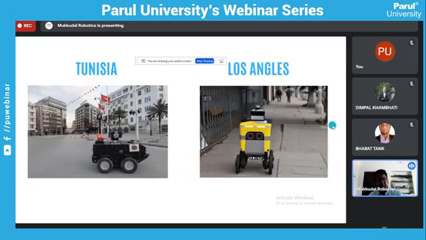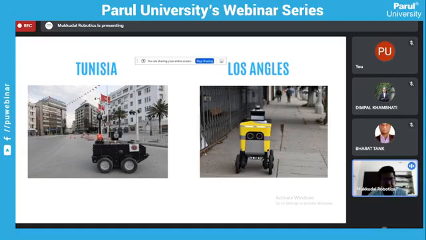And third, the last one, is robots used as public roaming robots. It is used in Tunisia for monitoring. It is used for patrol purposes, replacing police. These robots are used, for example, to find out the people who are roaming around the places during the lockdown time.